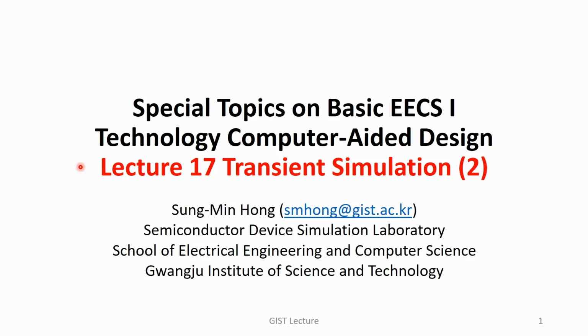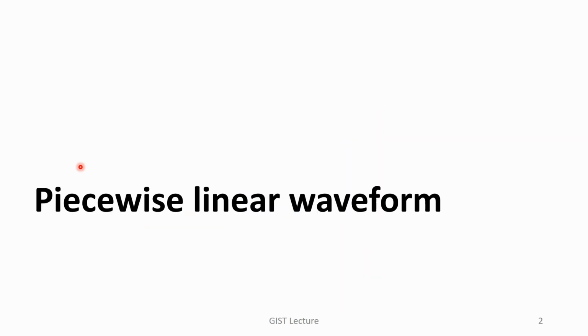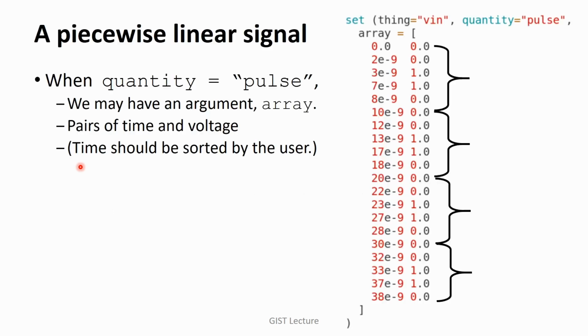Hi everyone, we continue to discuss the transient simulation capability. A piecewise linear voltage source is introduced. Once again, an RC circuit is taken as an example. This is the way to specify a piecewise linear signal.